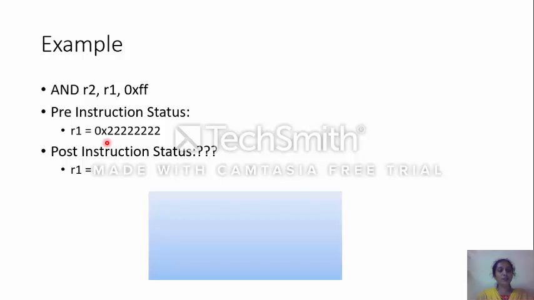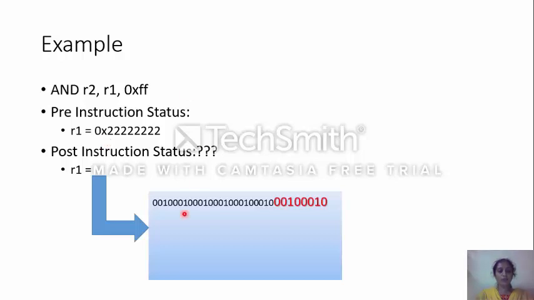I will wait for some time. I will give you the answer. How will the instruction be executed? This is the actual 32-bit number. You can see that this is 2, 2, 2, 2, 8 times 2, so a total 32-bit number. Out of that, FF means how many bits? For the first F, 4 bits, second F, 4 bits. So we are basically concentrating on this 8-bit number only. Therefore, the last 8-bit number is highlighted here.